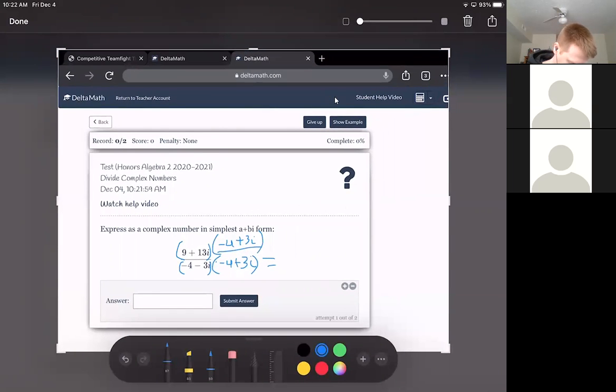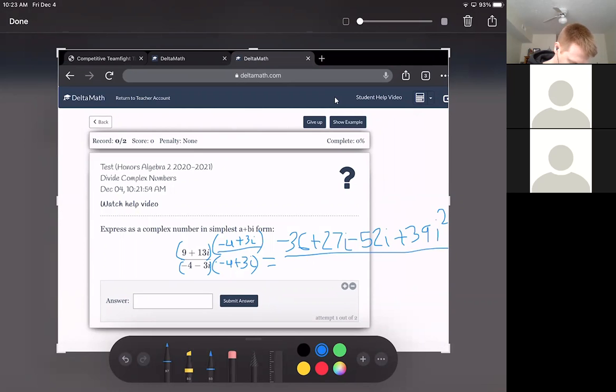So the top, this is just like what we did on the last problem. You would FOIL, so you'd have -36. 9 times 3i would be 27i. Distribute the 13i, that would be minus 52i. And then 13i times 3i would be plus 39i squared. If you want to convert that in your head, that's going to be a minus 39, if you're getting better with that.